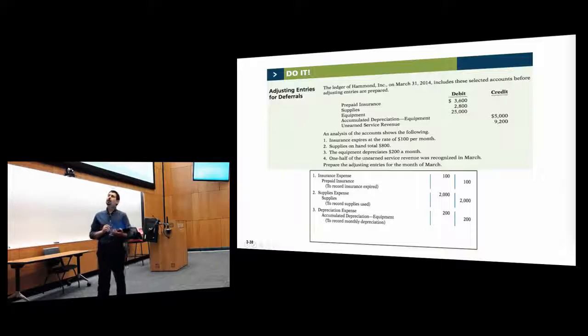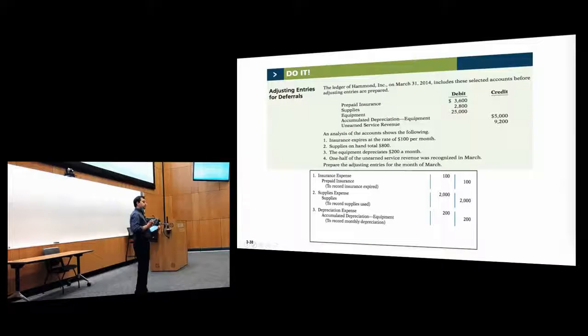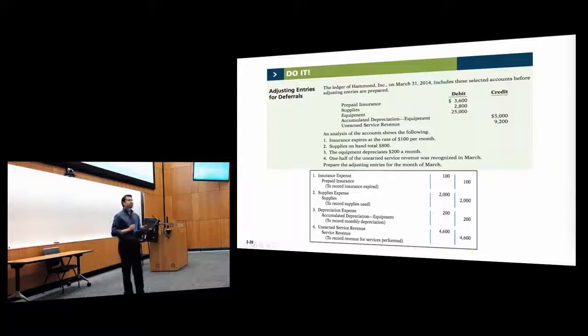The last one is one half of the unearned service revenue was recognized in March. The company earned half of the unearned revenues. Right? So what do we do? Debit unearned revenue and credit service revenue. That's not too difficult, right?